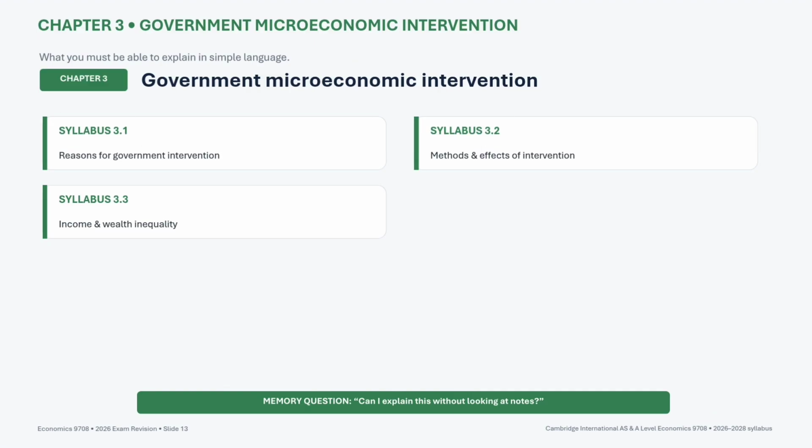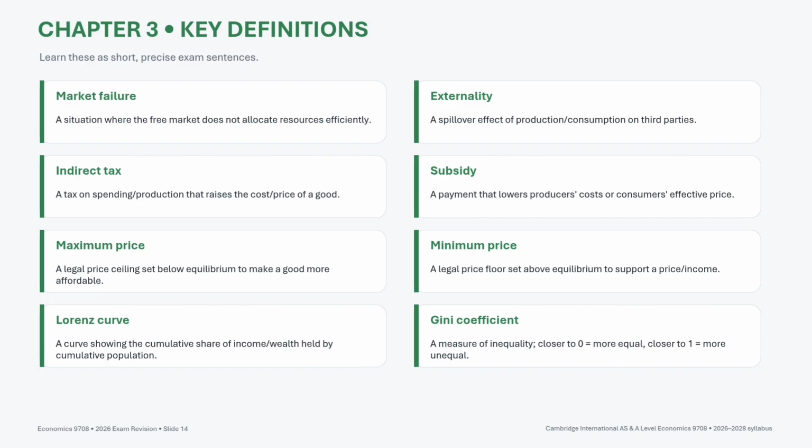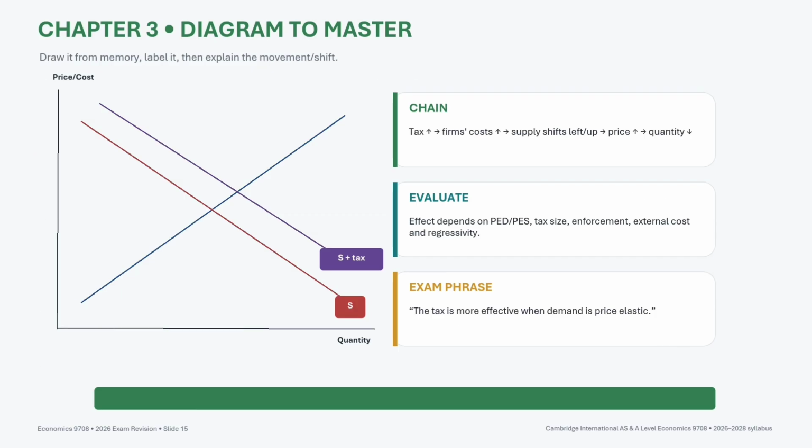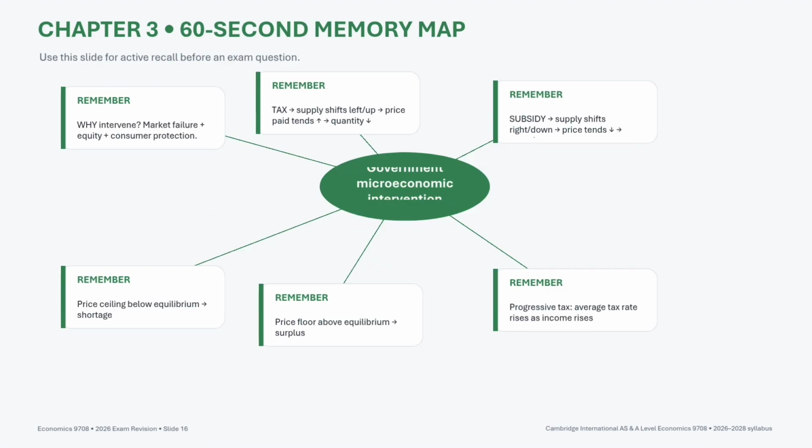Chapter 3 is about government micro intervention. You should know the key definitions in this chapter about market failure, externalities, indirect tax, subsidy, the maximum and the minimum price, the Lorenz curve and the Gini coefficient, where there is inequality of income distribution. Closer to 0 is more equal, closer to 1 is more unequal.